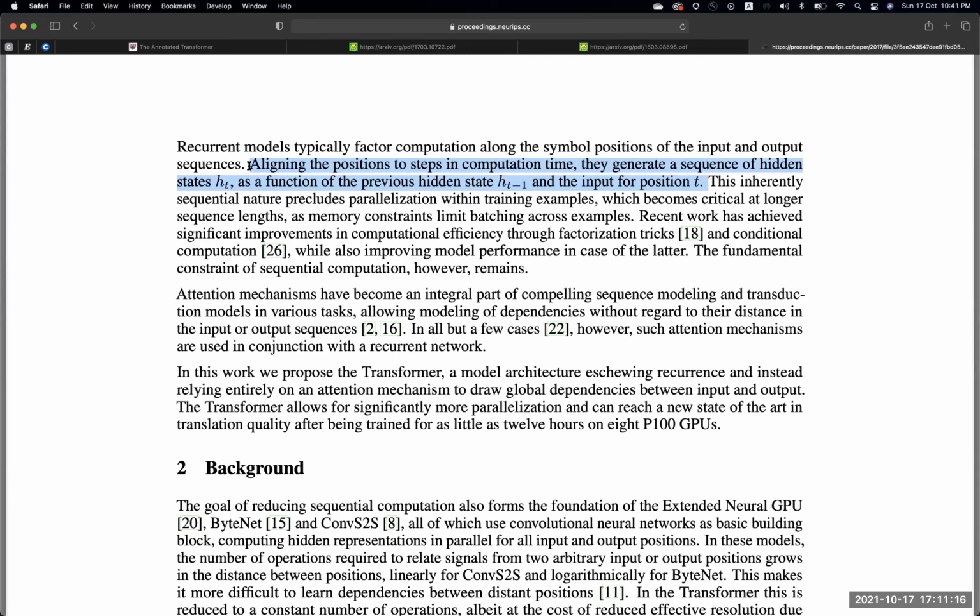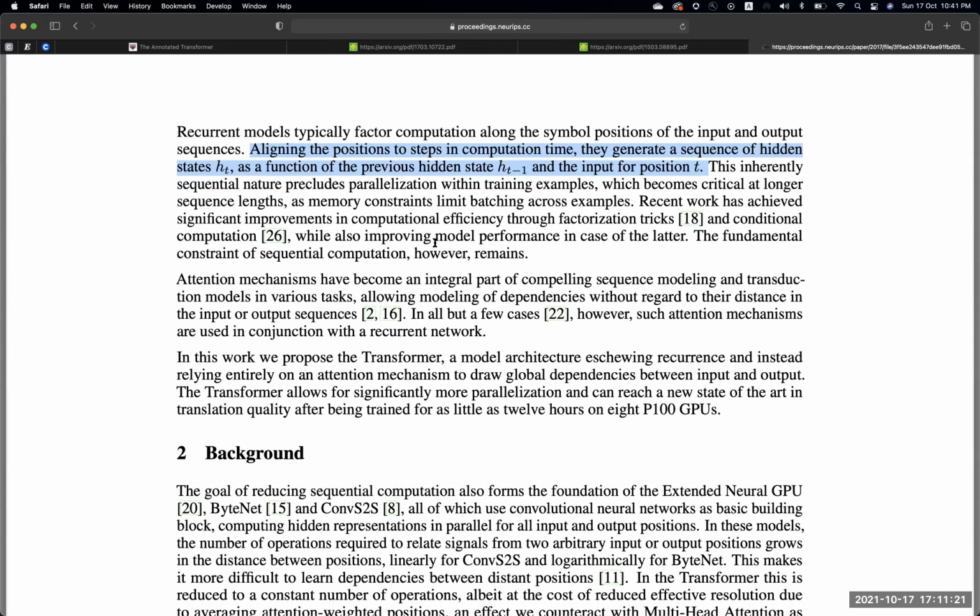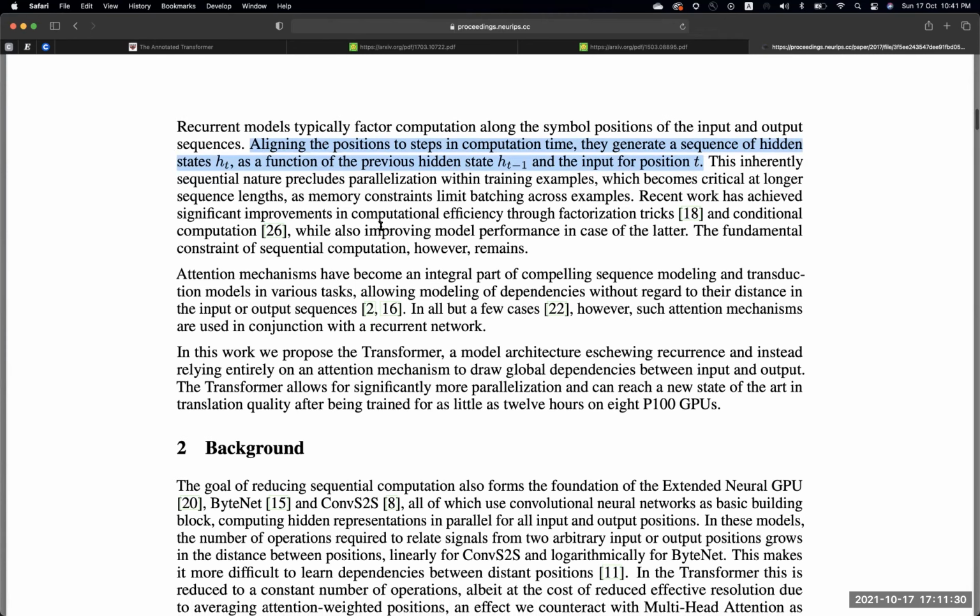So, aligning the positions to steps in computation, they generate a sequence of hidden states as a function of the previous hidden state and the input for position t. So this is the strength of RNN, and this is something that they will try to model in transformers as well.